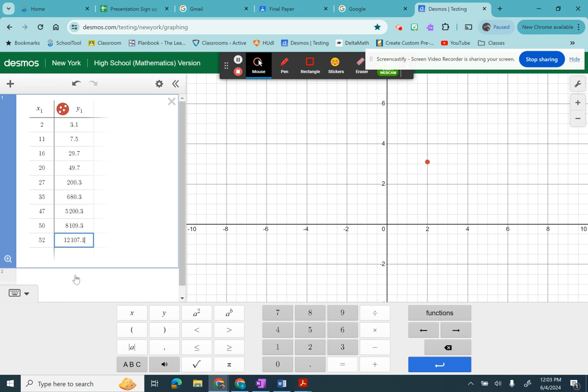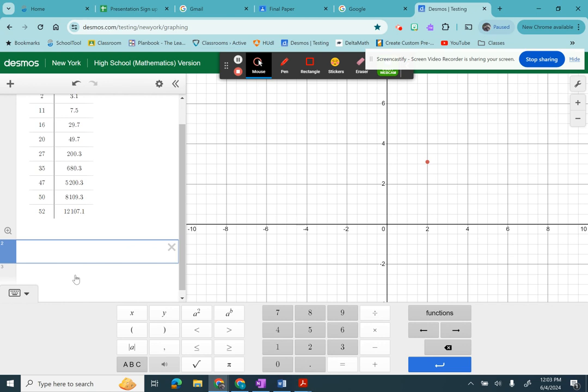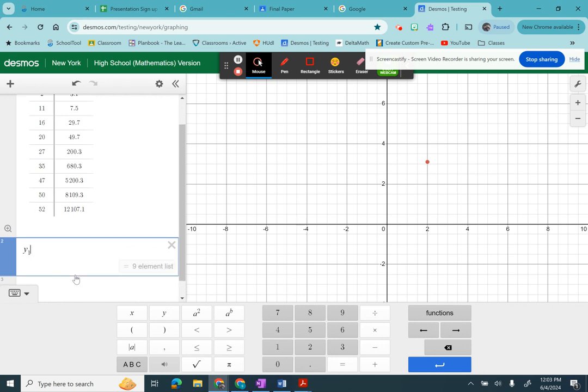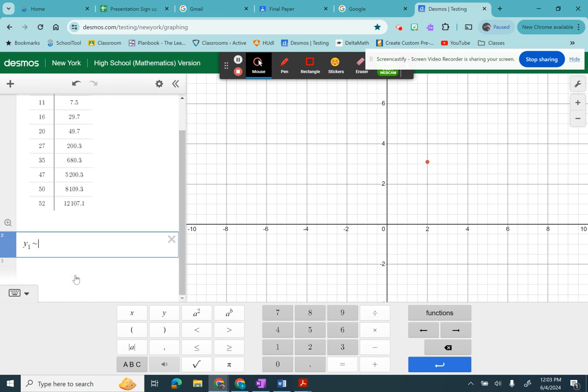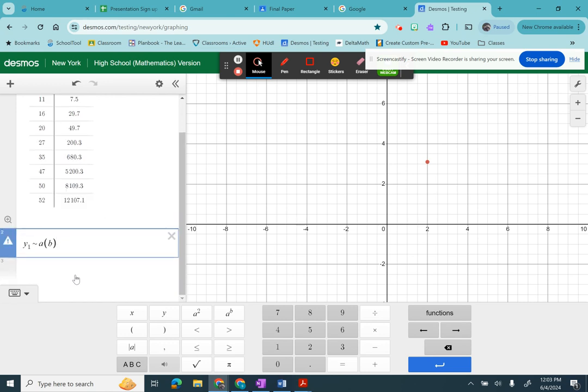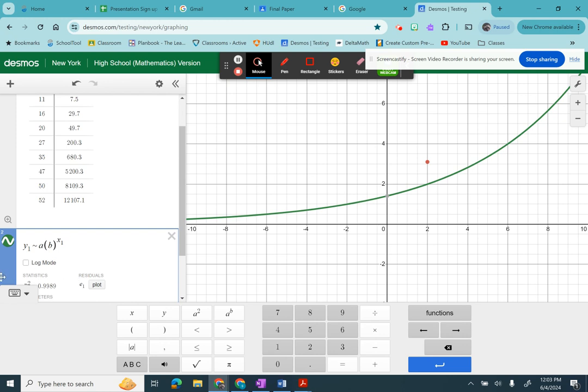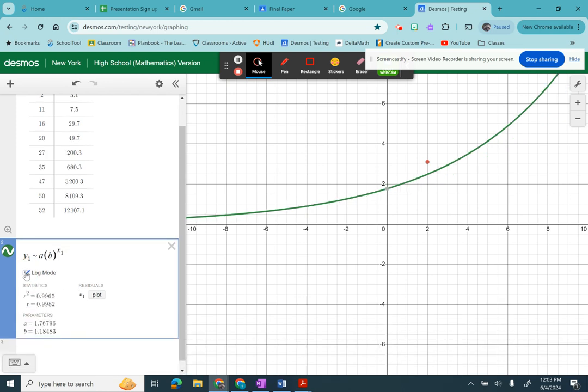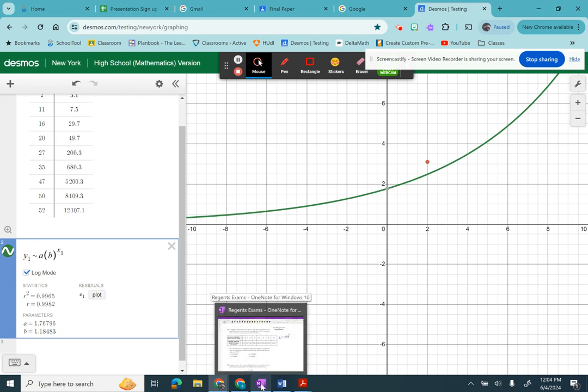Okay, so we're good. So now all I have to type in line 2 is y1, and then make the little squiggle, a times b to the power of x1. And then remember to click log mode. That gives you the best possible answer. And now we have our function. It gives us an a value and a b value. So our a value is 1.76796. Our b value is 1.18483.